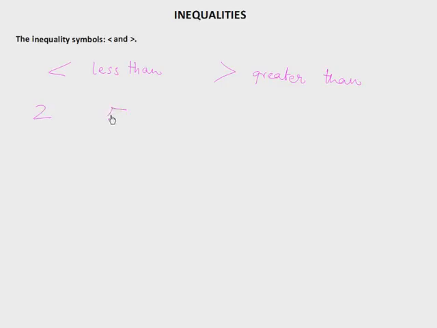Compare 2 and 5. Clearly 2 is less than 5, so I can write this as 2 < 5. How about 6 and 3? Well, 6 is greater than 3, so I write it as 6 > 3.